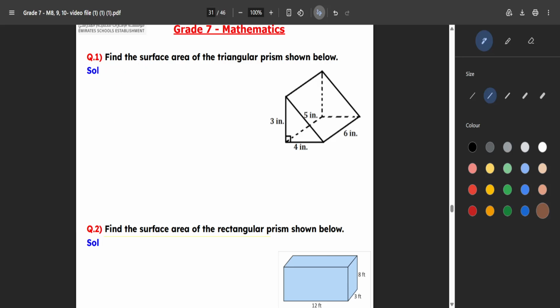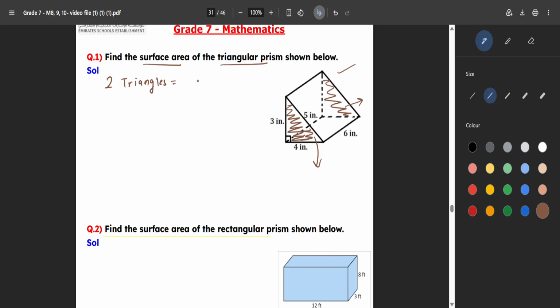So we have to find the surface area of the triangular prism here. First of all, we have two triangles, one in the front, one in the back. The triangles are similar because this is a prism. So the triangle in the front and the triangle at the back will have the same area because they are similar shapes, right? So let us first find the area of two triangles.